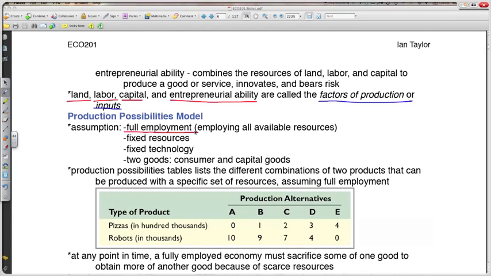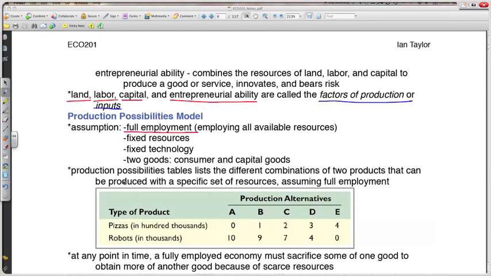Fixed resources. So remember, we fix this, sort of the idea of other things equal or other things constant. These resources are not changing. Fixed technology. So technology is not changing. That's going to keep constant the efficiency of our production, or how productive our resources are. And then we're also going to break it down to only two goods, so that we can measure just that relationship between consumer and capital goods.